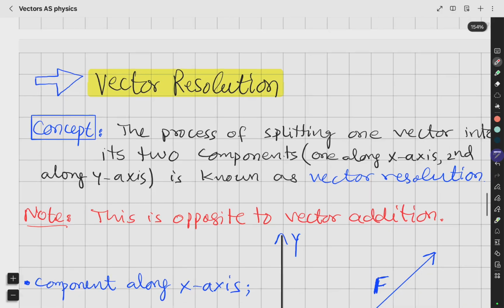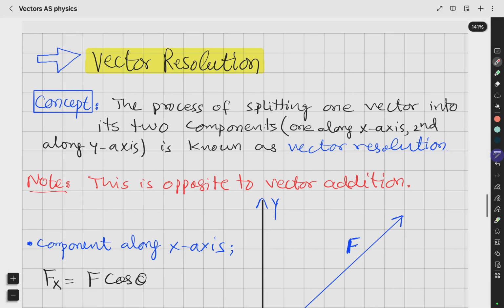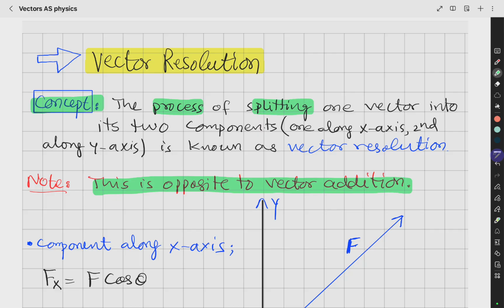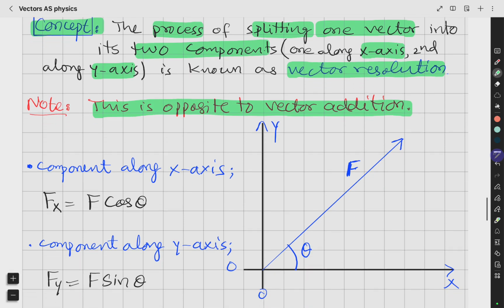Okay, let's now look upon the last concept, which is vector resolution, which is a very important concept. It is actually opposite to the vector addition. In vector addition, you add two vectors to get one vector, but over here you will have one vector, but you will split it into two vectors. So the process of splitting one vector into its two components, one along x-axis and second along y-axis, is known as vector resolution.